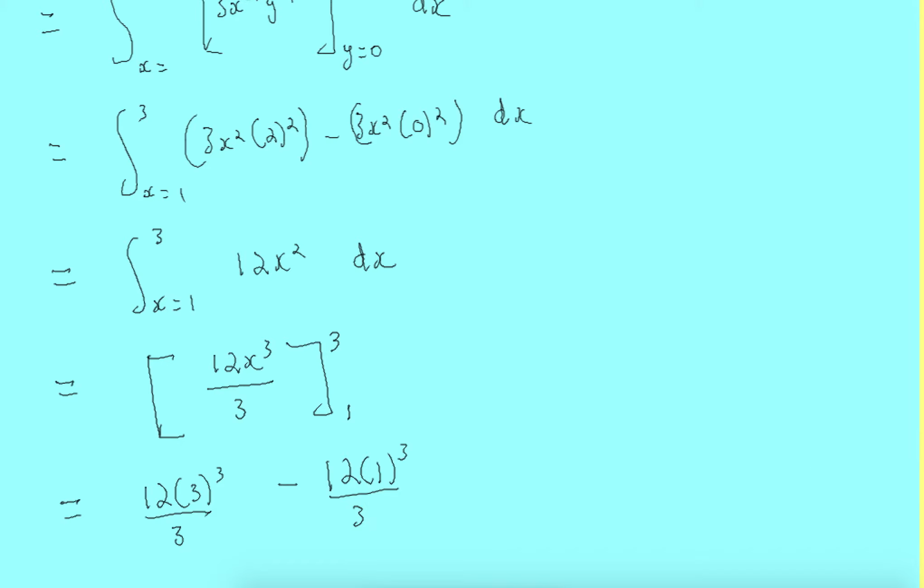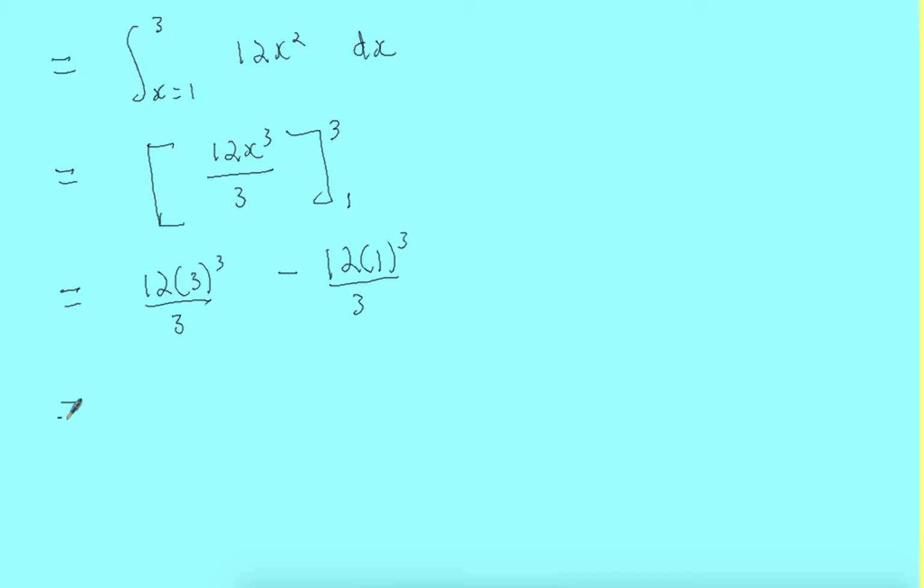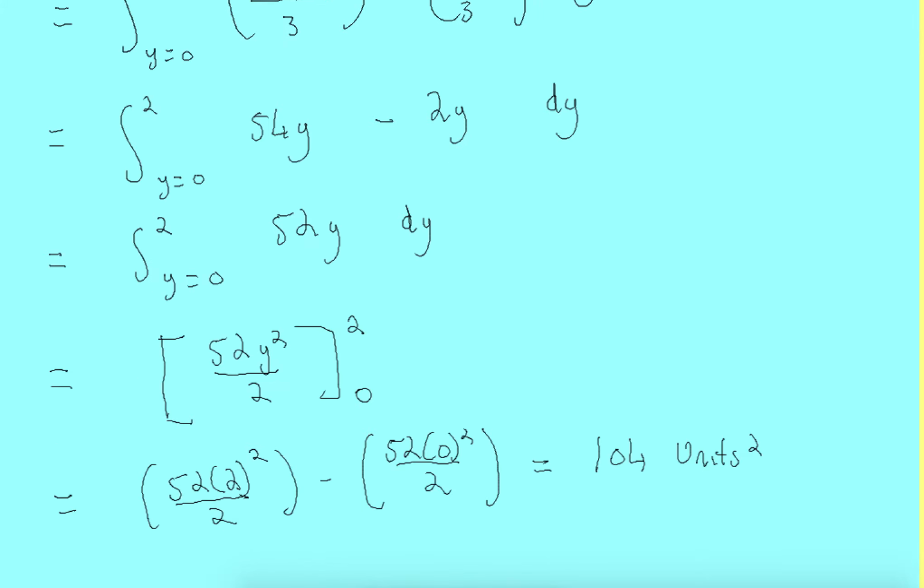So let's work out what that is. That's 108. That bit there is 4, which gives us 104 units cubed. And there we go. So if I integrate with respect to x first, I got 104, and that should be units cubed, before someone corrects me, because it's a volume, remember.